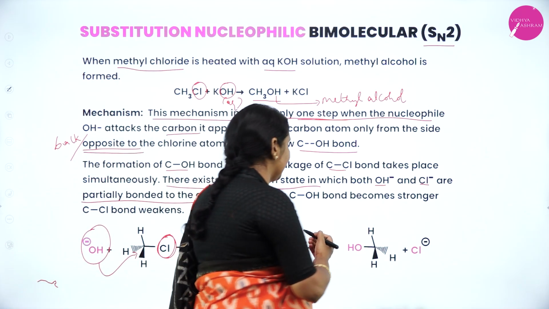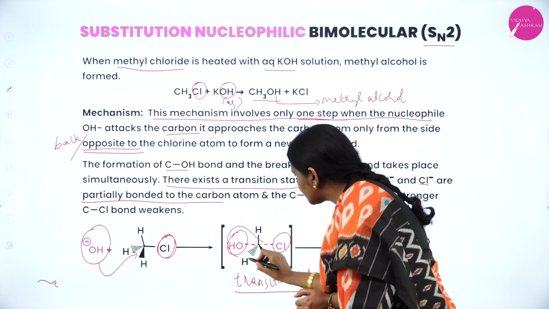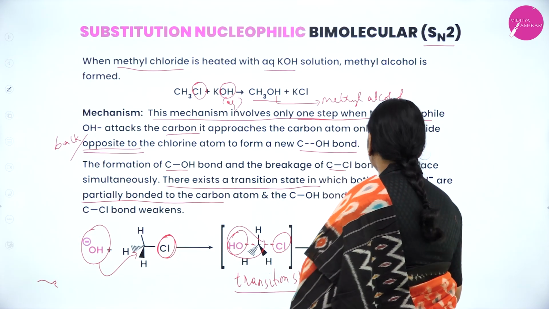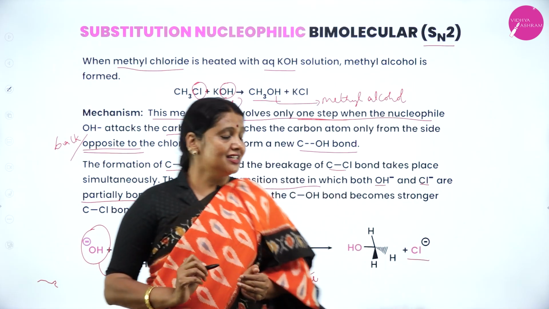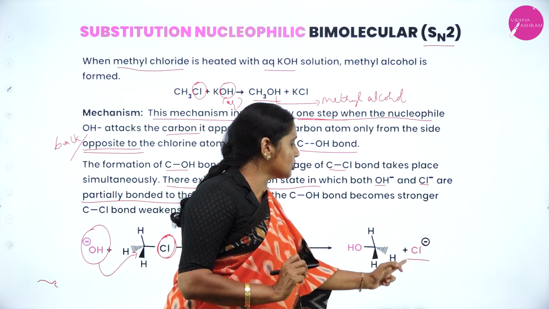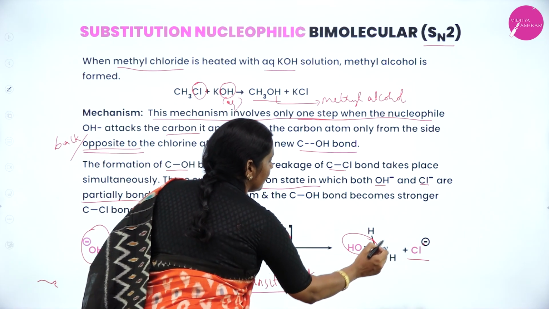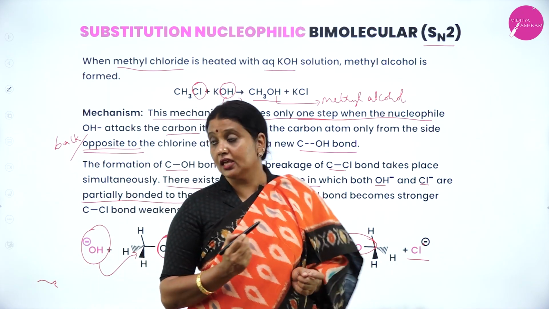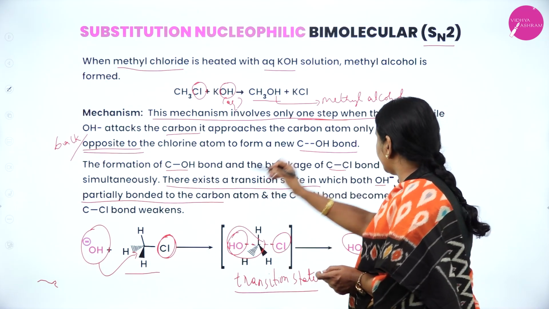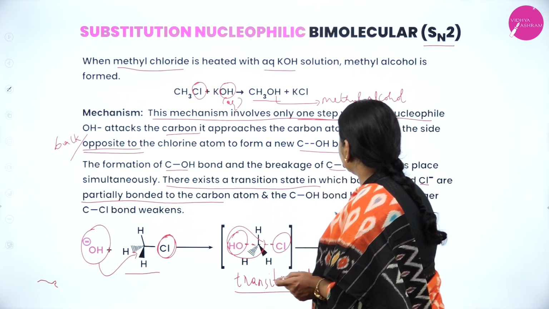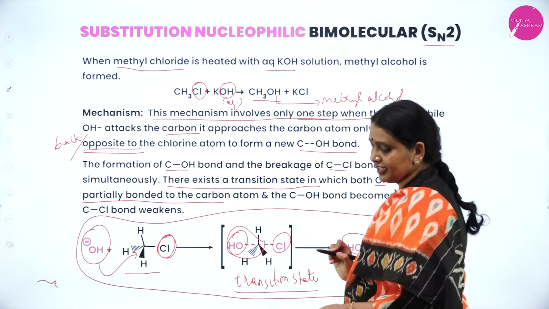As the reaction proceeds, the C-OH bond becomes strong and the C-Cl bond weakens, and it is detached to form Cl minus. Which bond becomes strong? The C-OH bond becomes strong, and the C-Cl bond is detached. Therefore, methyl chloride to methyl alcohol is not a two-step reaction. From here to here, it is a single-step reaction.